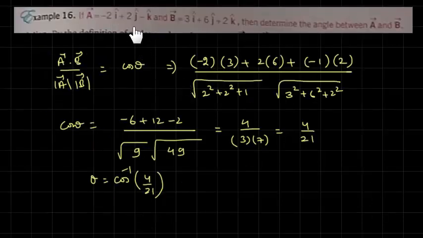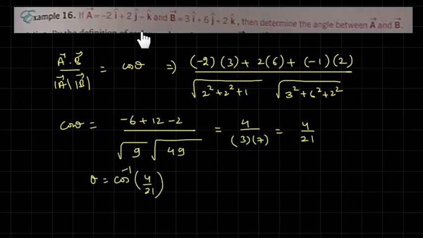If vector A is this and vector B is this, then determine the angle between A and B. This can be done simply with our dot product. So A dot B is AB cos theta, so cos theta is A dot B upon A into B. Dot product of these two: minus 2 into 3 plus 2 into 6 plus minus 1 into 2, divided by magnitude of A into magnitude of B.